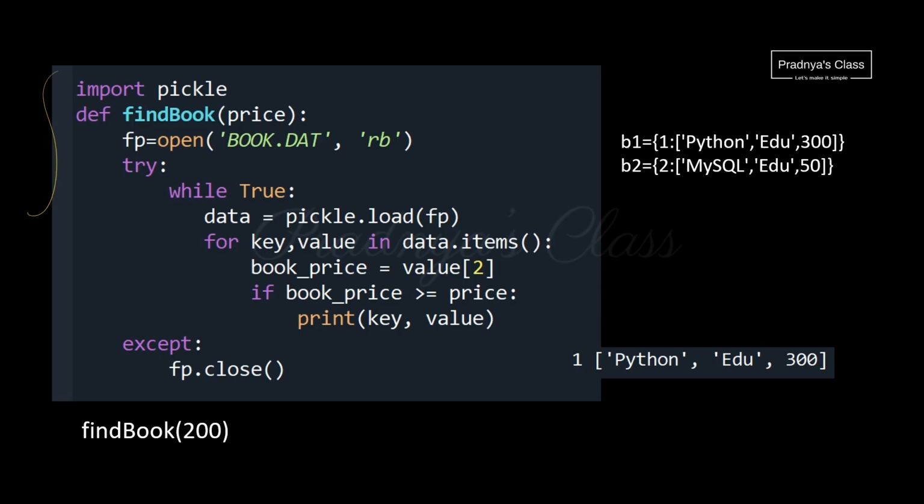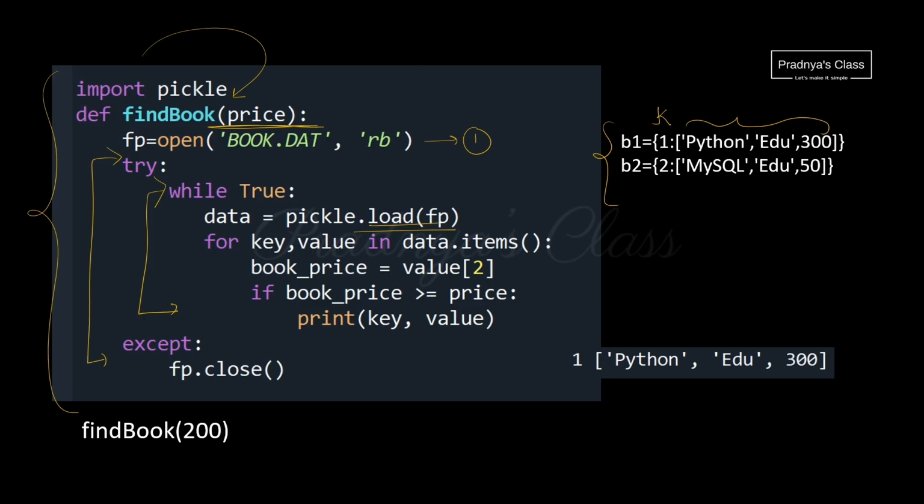Let's try to understand the code. According to the instruction, here is the function with the mentioned parameter. Let's open the file in the read mode. Here is the try except block. Using infinite while loop, we are loading the content of the file. Look at some random data. Here is the key and we have values in the form of list. We are interested in the price which is at the index 2.